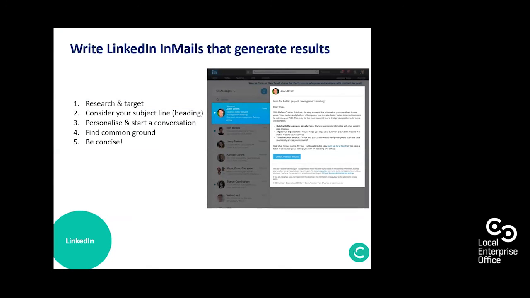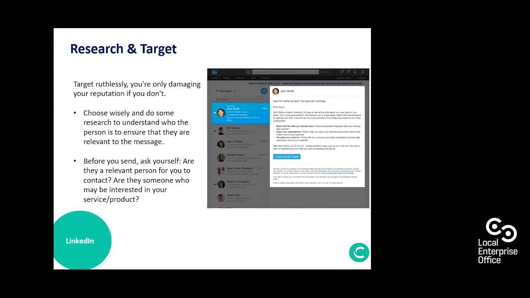So, 5 steps to write LinkedIn in-mails that generate results. 1, research and target. 2, consider your subject line. 3, personalize and start the conversation. 4, find common ground and be concise. So target ruthlessly, because you're only damaging your reputation if you don't.